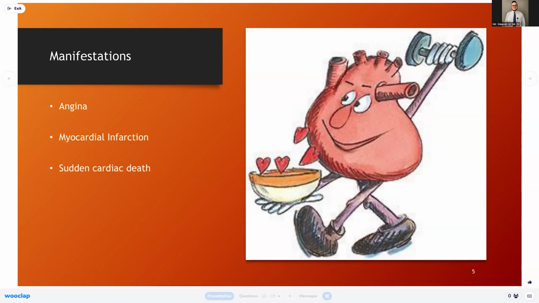So the manifestation usually is called angina, or chest pain. Angina typically refers to chest pain. The technical name for it is angina pectoris. Pectoris as in chest and angina as in pain.